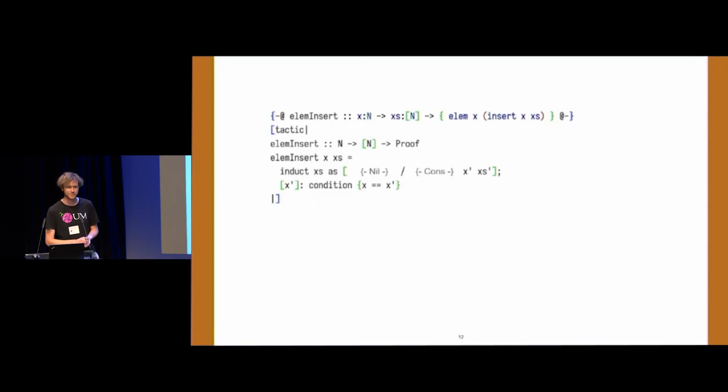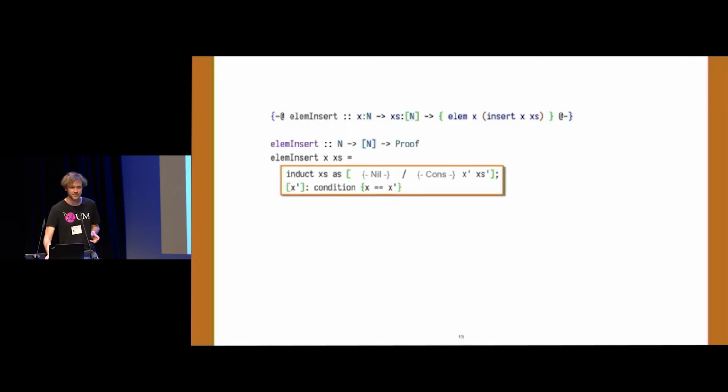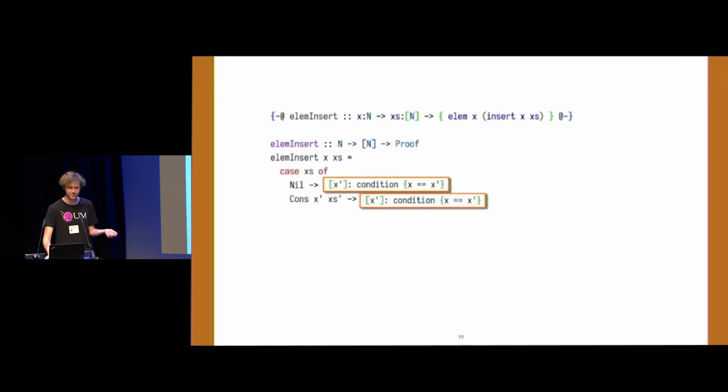But if it's not equal to X prime, then we need to do some sort of induction, because we know that X has to appear somewhere else in the tail. Okay, so how would this proof script expand? Well, we can do the same thing as before: replace our body with the script we need to expand. First, we're going to expand the induct in a similar way to what you saw before. And now we're going to get these two cases.